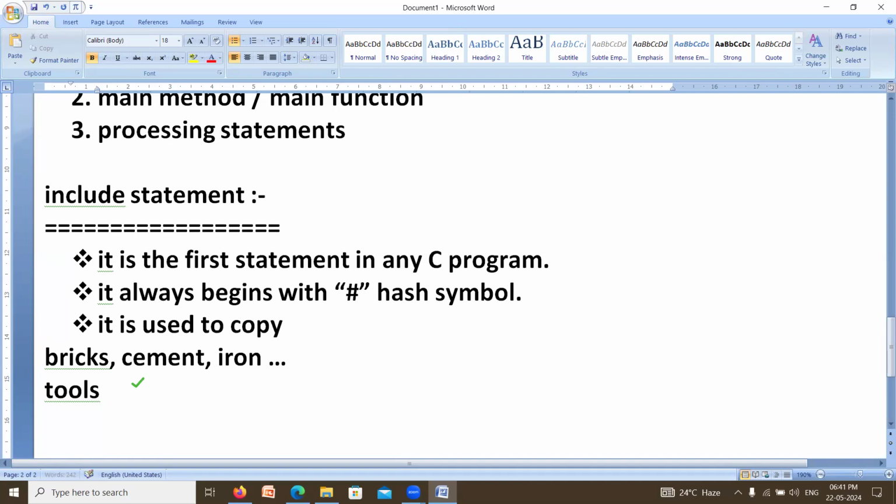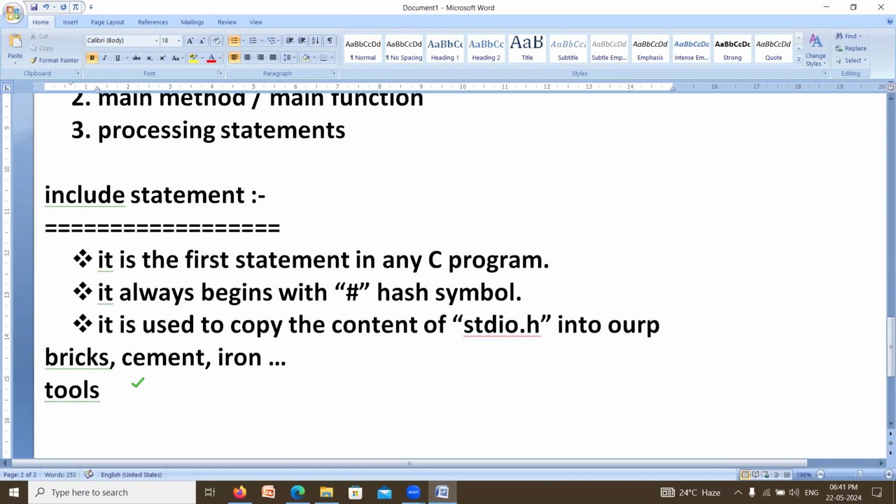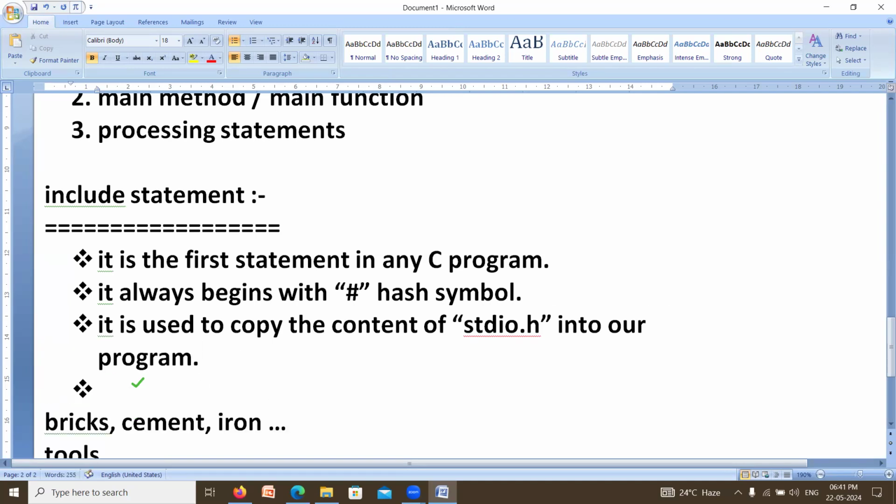So it is used to copy the content of stdio.h into our program. If you want to copy stdio.h into our program, we need to use this line of code. It is also called a preprocessor statement, or preprocessing directive.